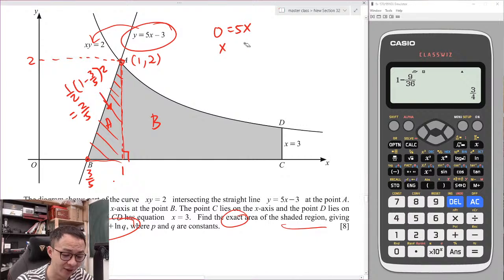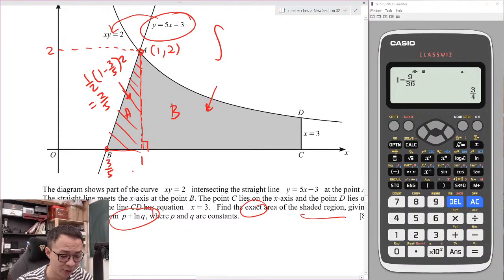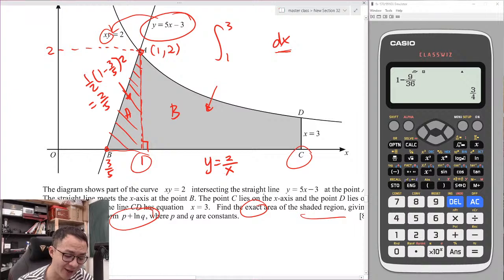Now I want to get the area under the curve here. To get the area under the curve, I will need to integrate from my lower limit to the upper limit, which is from 1 to 3. Alright, so I cannot integrate xy equals 2, okay? Because I want to go toward the x-axis, I want here to be dx. So I need to make y the subject. So my y is equal to 2 over x. I will make it into index form, which is 2x to the power of negative 1. I will just need to integrate this one so that I can get the answer.